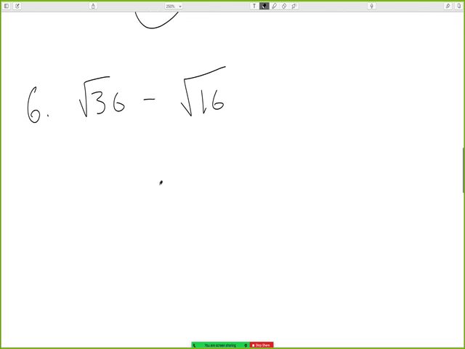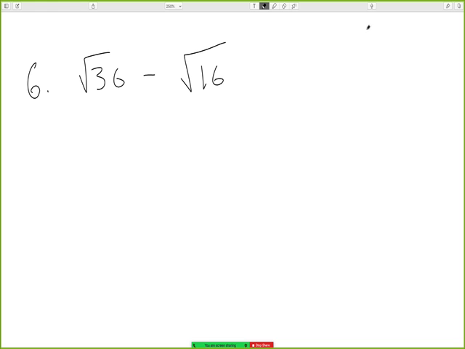And let's try 6. In your head, if you're at home, you're thinking, okay, what number can be multiplied twice to get to 36? That would be 6. Start with that.